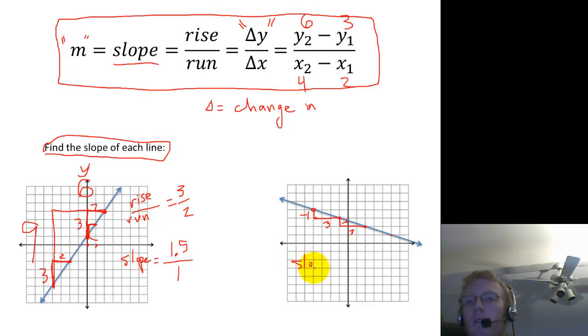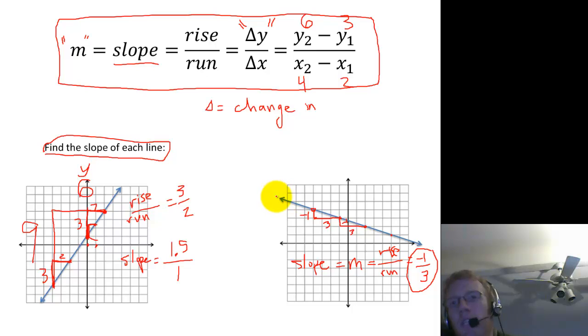So again, my slope, which is my m value, which is my rise over my run, is negative 1 over 3. So my slope here is negative 1/3. Notice this one, which is a negative slope, is sloping kind of downward when you look from left to right. And this one is sloping upward when you look from left to right.